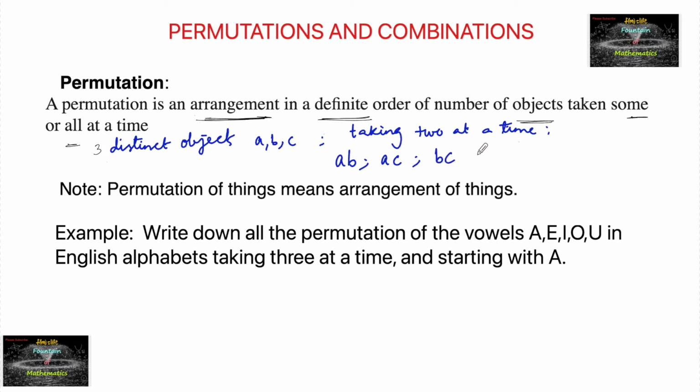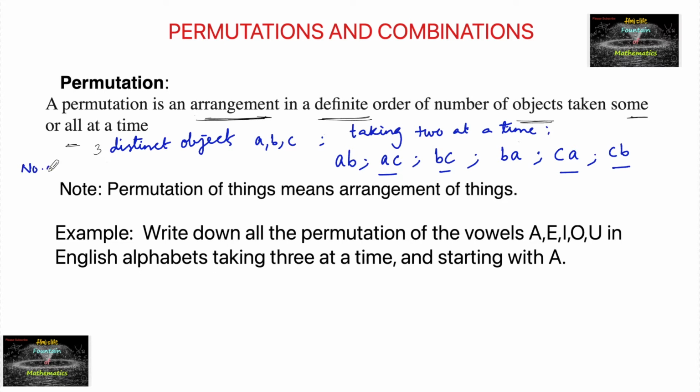We can also observe that in the first arrangement AB, order is important. Here first A then B, so we can also write another one, BA, which is a different arrangement. AC is first A then C, so let me write C first then A, this is also a different arrangement. And for BC, we get CB. So AB, BA, AC, CA, BC, CB. So how many arrangements did we get here? 6.